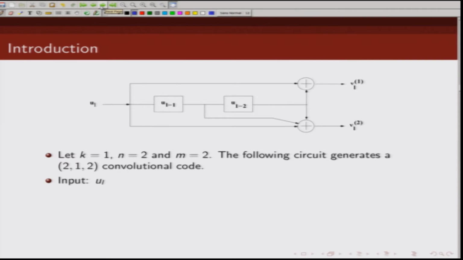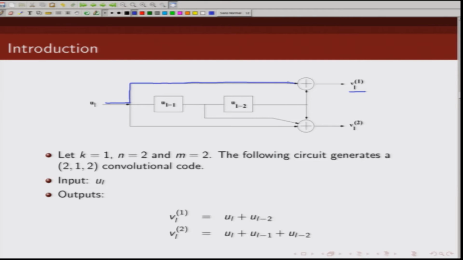So, as we said, the input is u_l and the output is v_l^(1) and v_l^(2). And how do v_l^(1) and v_l^(2) depend on u_l and the past values? This is given by the interconnection. So, we can see v_l^(1) depends on input u_l as given by this, and it depends on u_(l-2) as given by this link. So, v_l^(1) is given by u_l and u_(l-2). So, it depends on the current input and the input which was there 2 time instances earlier.